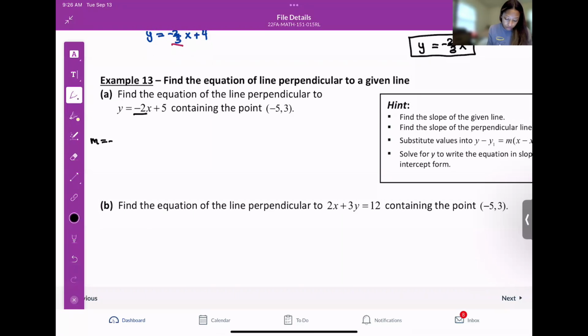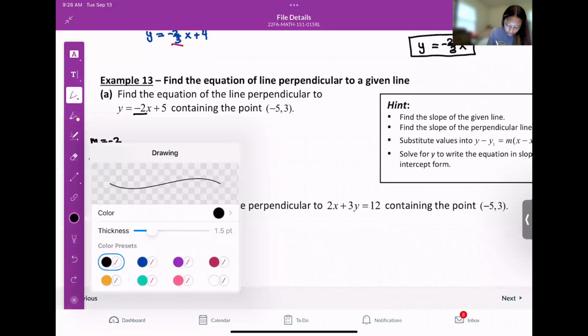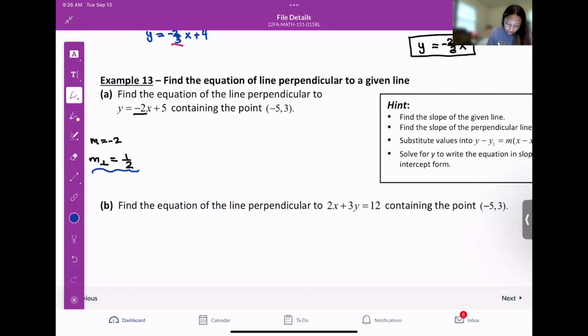So if m is equal to negative 2, I usually use this little notation. M of the perpendicular line, that little sign just means the perpendicular line, would be the reciprocal of this negated. So the reciprocal of negative 2 is negative 1/2, but then if we negate it, we would get a positive 1/2. This is the slope of our new line, okay? This is the one that we want, positive 1/2. And then our line is also going to go through the point negative 5, 3.